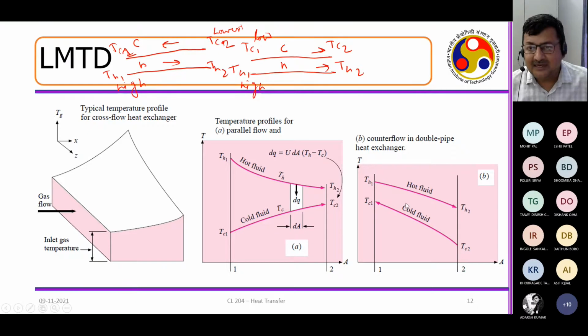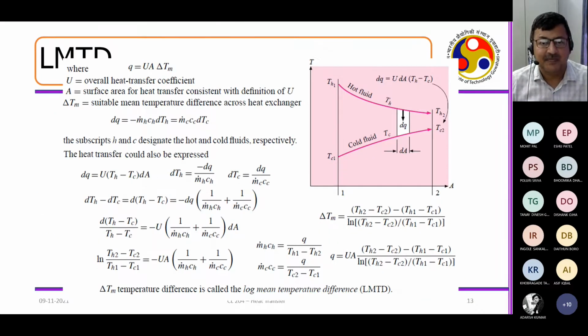Here you may see that the driving force is more or less uniform. Here at the inlet it is very high, but at the outlet it is very, very low. Now this is where the concept comes in. The question is, when I design, what driving force should I consider in order to calculate the rate of heat transfer? So the concept of log mean temperature difference comes into the picture here. What is log mean temperature difference?